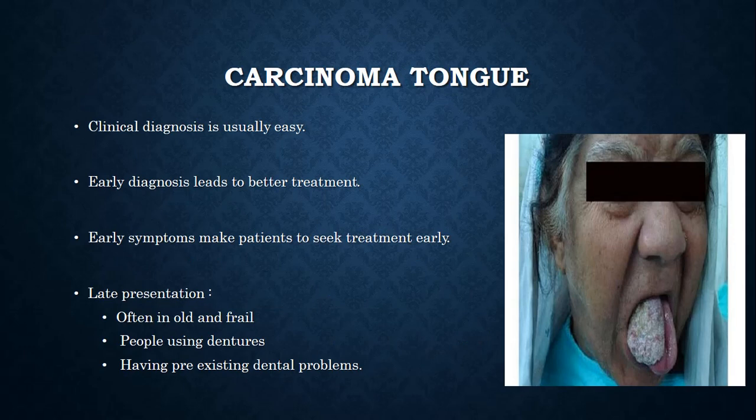As far as the carcinoma tongue is concerned, clinical diagnosis is usually easy. Early diagnosis leads to better treatment, and early symptoms make the patient seek earlier medical advice. Though some patients do present late, and most of the time they are either old and frail, or people using dentures or having pre-existing dental pathologies or problems, and most of the time they are correlating their new problem, that is carcinoma tongue, with their pre-existing pathologies or problems.